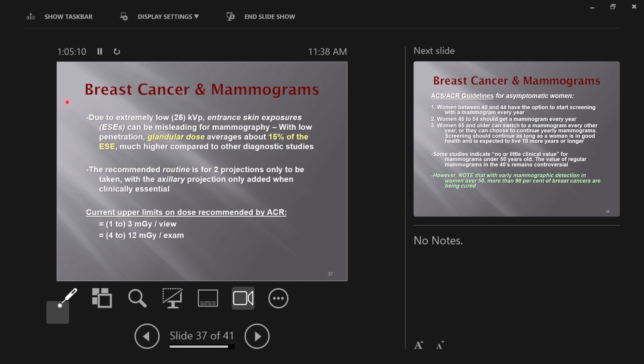So they say due to the extremely low kVp, about 26, entrance skin exposures can be misleading for mammography. With low penetration, glandular dose averages about 15% of the entrance skin exposure. Much higher compared to other diagnostic studies. Again, the point is that they're absorbing more for mammograms relative to other diagnostic studies. Mammograms, you absorb more of the radiation compared to other studies. More of it stays in your body, in other words.